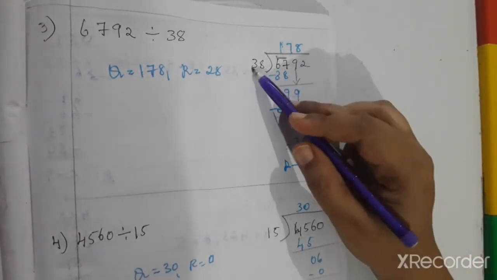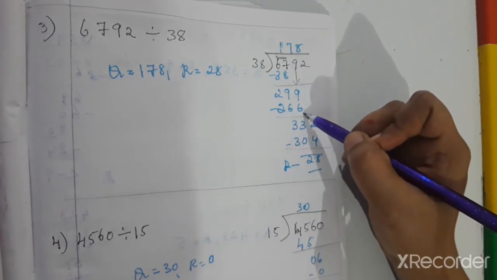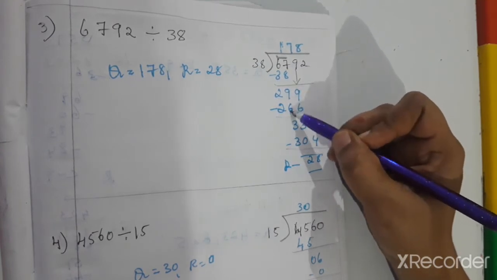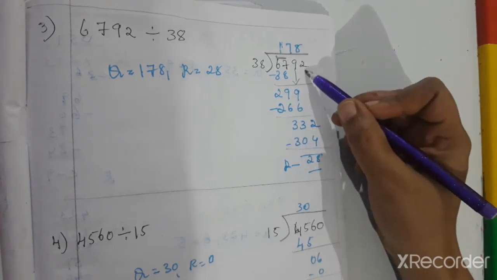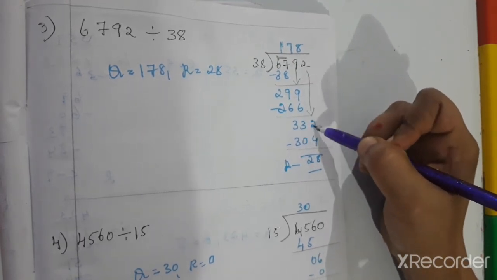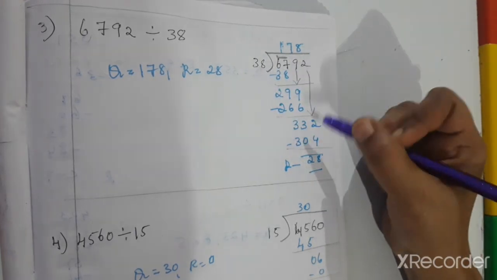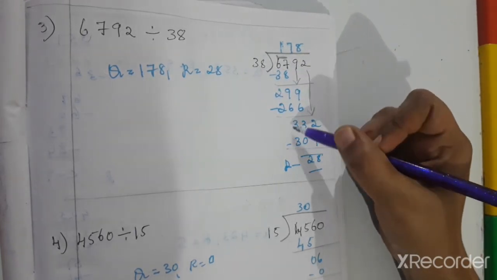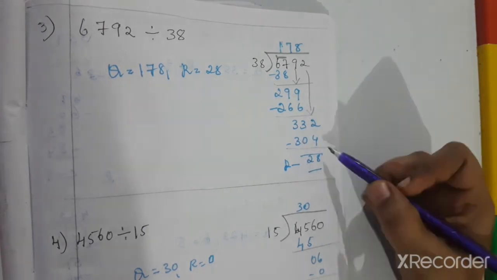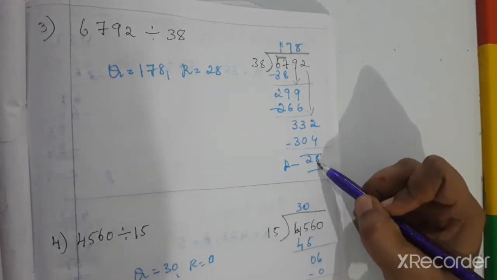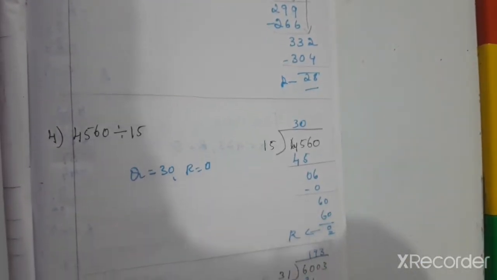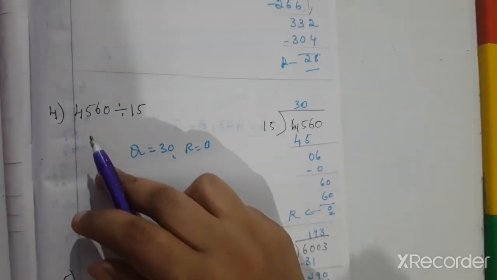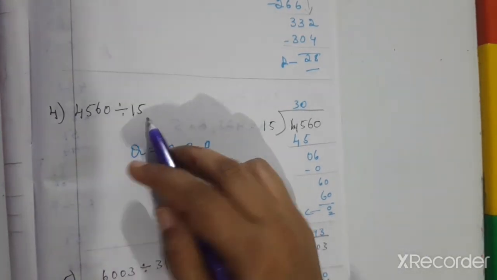So 38 sevens are 266, that is nearer to this number, and subtract these two values, you get 33 as an answer. Then bring one more number down, that is 2. Now 38 eights are 304. After subtracting these two numbers, you get 28, that is the remainder. Quotient is 178, remainder is 28. Now next, fourth question, 4560 divided by 15.